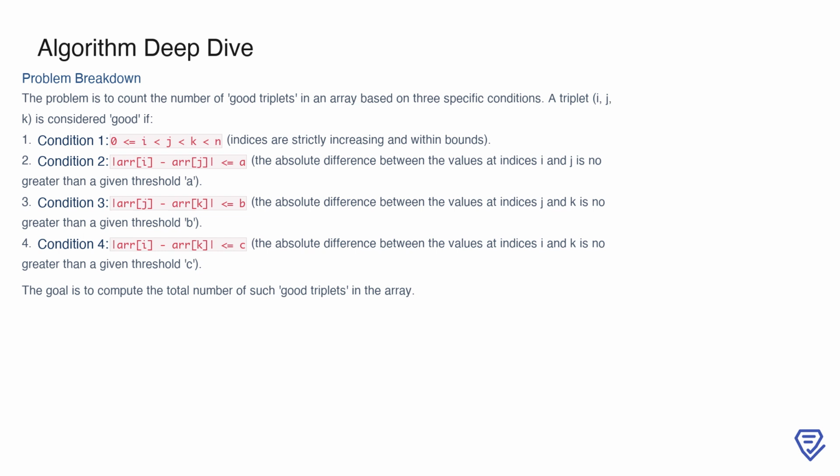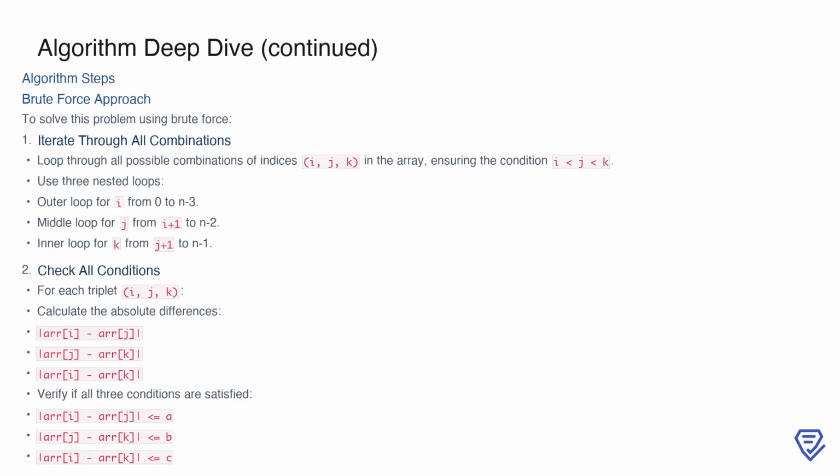The goal is to compute the total number of triplets that satisfy all these conditions, which requires careful examination of both the indices and the values at those indices. To solve this problem using a brute force approach, we begin by systematically iterating through all possible combinations of indices I, J, K in the array, making sure to maintain the order I less than J less than K. This can be achieved using three nested loops. The outer loop iterates over I from 0 to n-3, the middle loop iterates over J from I plus 1 to n-2, and the inner loop iterates over K from J plus 1 to n-1.